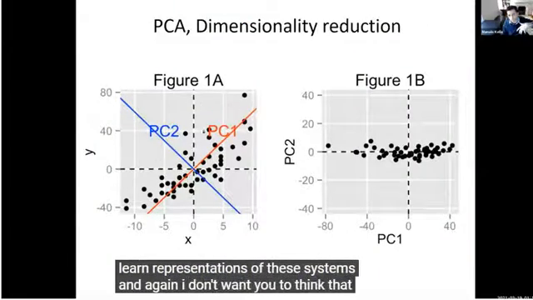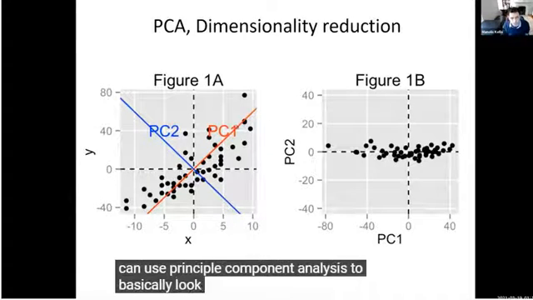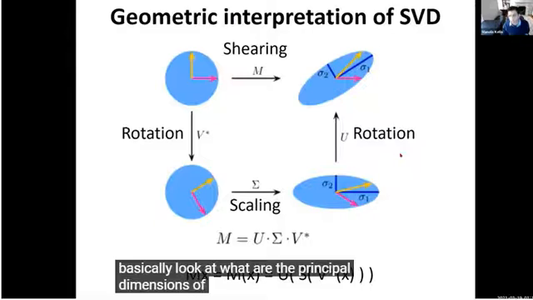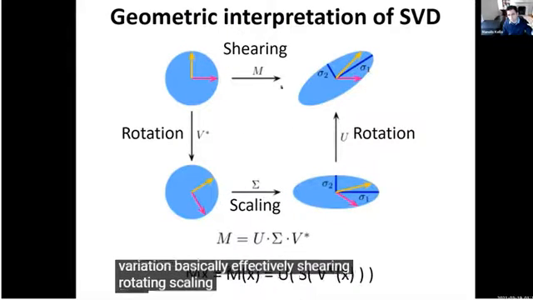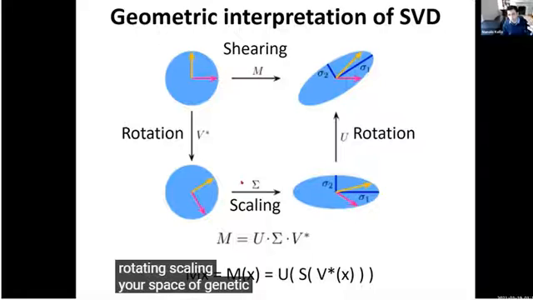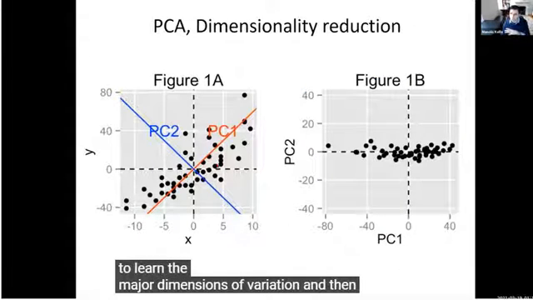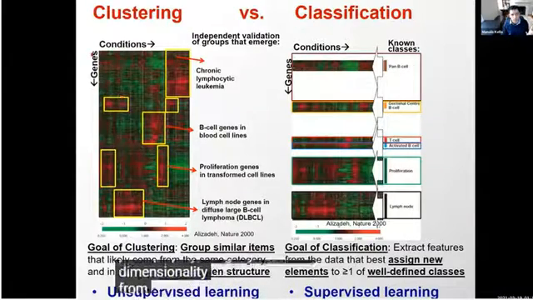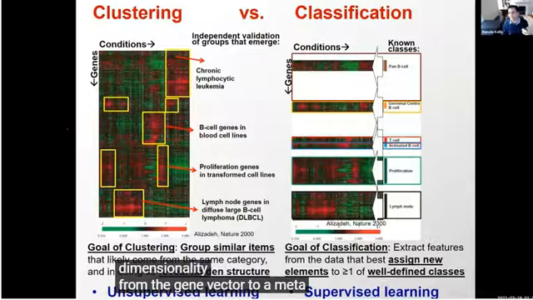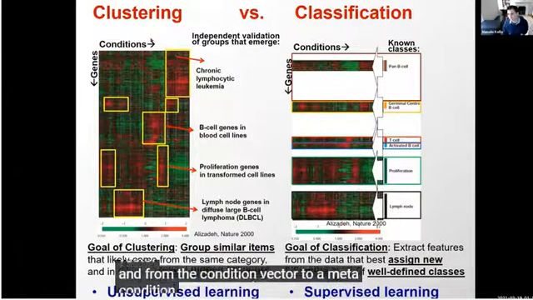And again, I don't want you to think that deep learning is the only approach. You can use principal component analysis to basically look at what are the principal dimensions of variation, effectively shearing, rotating, scaling your space of gene expression patterns to learn the major dimensions of variation, and then perhaps projecting my vector of dimensionality from the gene vector to a meta gene vector, and from the condition vector to a meta condition vector.